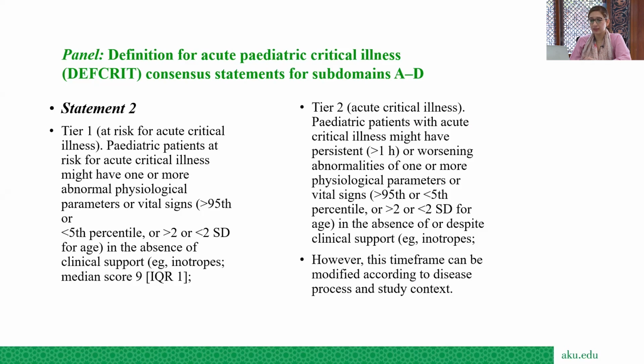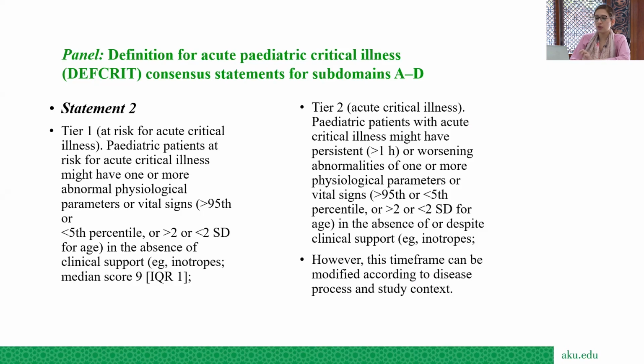Tier 2 is acute critical illness, in which patients presenting with acute critical illness might have persistent worsening for more than an hour of one or more physiological parameters or vital signs, including more than 95th centile or less than 5th centile, or again more or less than two standard deviations, in the absence or despite the clinical support. So the difference is that Tier 1 is in the absence of clinical support in resource-limited settings, whereas in Tier 2, we're talking about those that may or may not have the clinical support, right? And the time frame may be variable depending on the clinical condition. However, if they have persistence of these symptoms for at least an hour, they will classify into Tier 2.